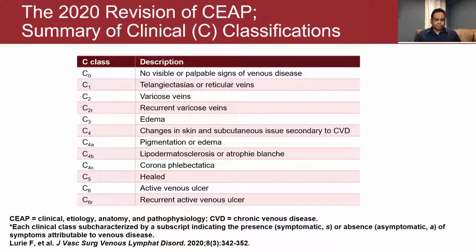Obstruction is generally in the iliocaval system, but sometimes you'll see that in the femoropopliteal system as well. And reflux is anything below the level of the inguinal ligament, whether it's superficial veins, perforators, or deep venous system. Within the last few weeks, a revision of the CEAP classification has been published in the Journal of Vascular Surgery, Lymphatic and Venous Disease, and it's important to understand the new changes.